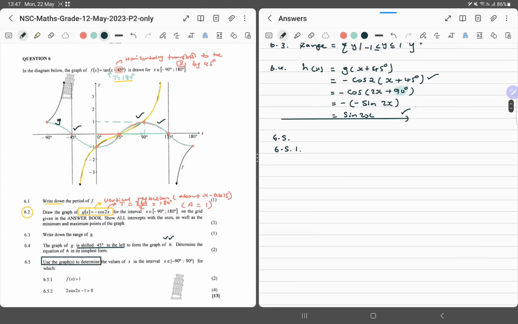6.5.1. So the graph of f is the tangent graph. Now when is it greater than 1? We know that this is 1 at 45 right there. So this is 1 over there. But you can see as it approaches that asymptote, it is more than 1. And then here it is less than 1, as we go on up until we get to that 45. Again, when we get to 45, it is sitting at 1. So in this interval, there's only this portion here where we see that it is greater than 1.